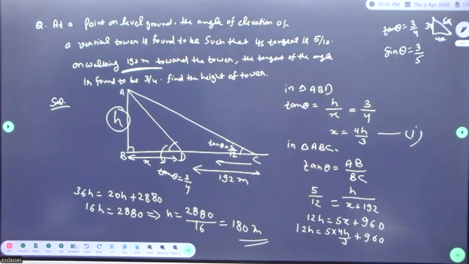See, this x is different than this one. This is not the same x. If you are taking this as 12x, that's what they should. You took ABD, perpendicular by base, tan theta, AB upon BD. This x is not same. These two x are not same. Okay, this is understood.